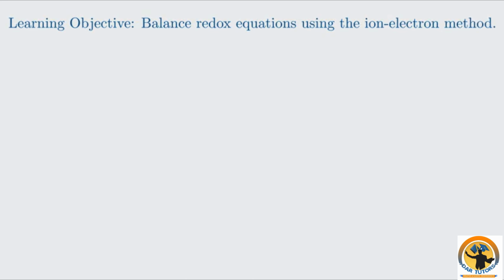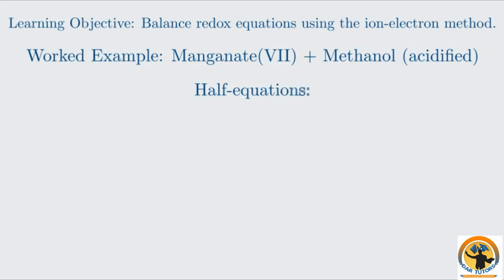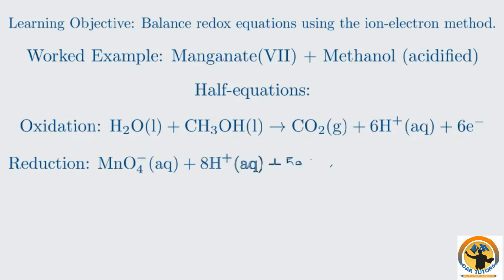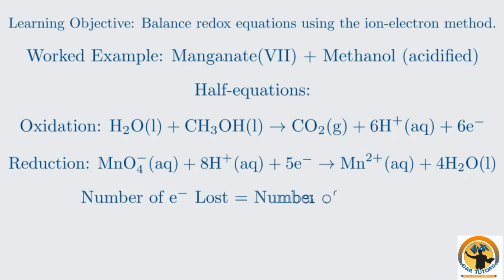This method ensures that the number of electrons lost in oxidation exactly equals the number gained in reduction. Let's work through an example from the IB chemistry textbook, the reduction of acidified permanganate ions by methanol. We are given the 2 half equations, which is the first step. Our goal is to combine these two half equations into one overall equation. To do this, we must ensure the number of electrons on the reactant side of the reduction half equation equals the number of electrons on the product side of the oxidation half equation. This is the central idea of the ion-electron method.